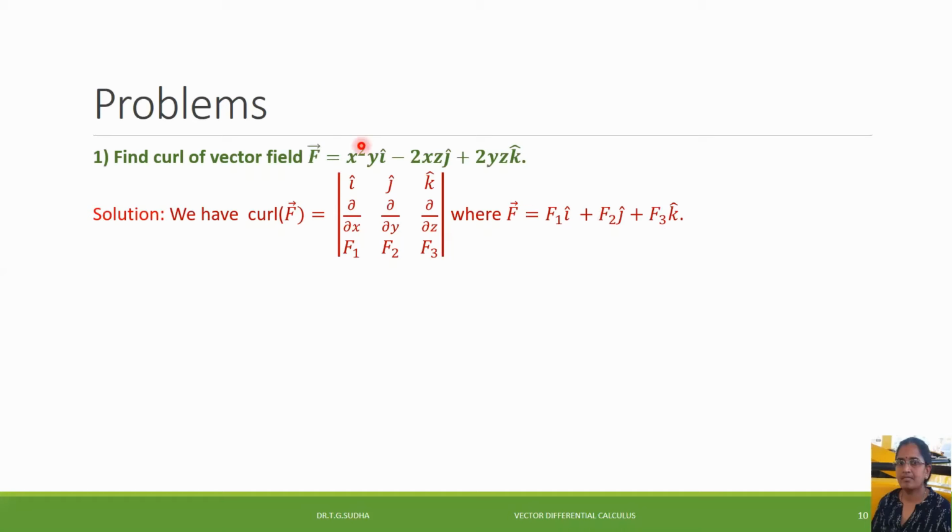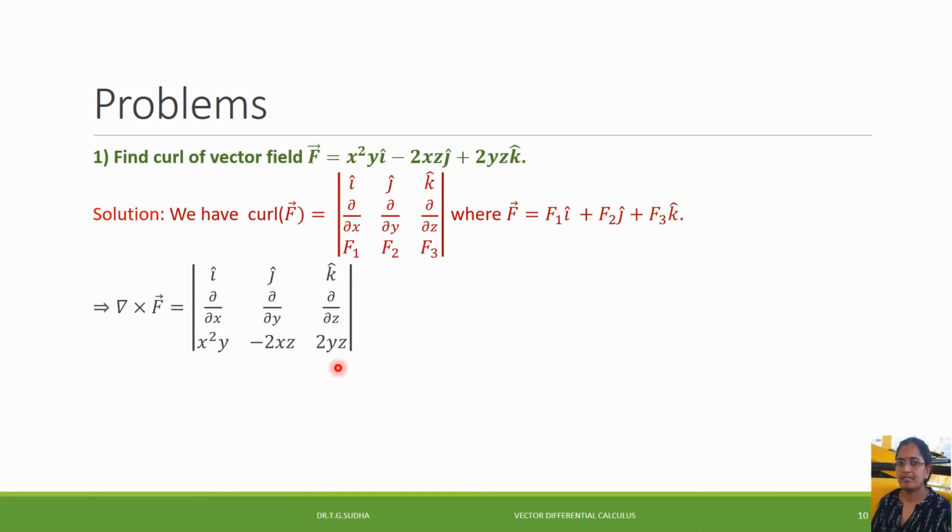Now we need to find the curl of the given vector field. Here f1 is x square y, f2 is minus 2xz, and f3 is 2yz. So let us substitute this and we get del cross f, that is curl of f, is equal to ijk in the first row, dou by dou x, dou by dou y, dou by dou z in the second row. In the third row, we get x square y, minus 2xz and 2yz.